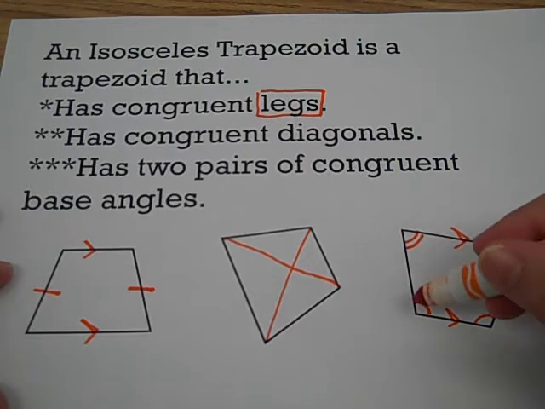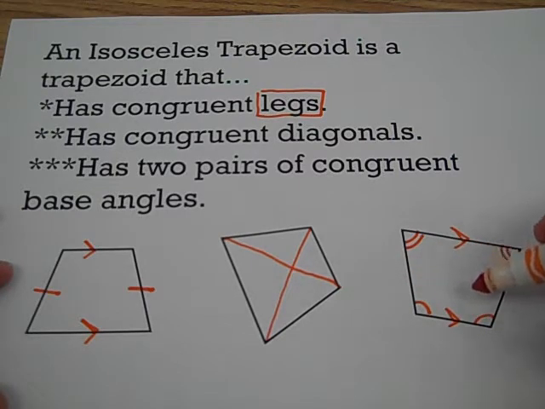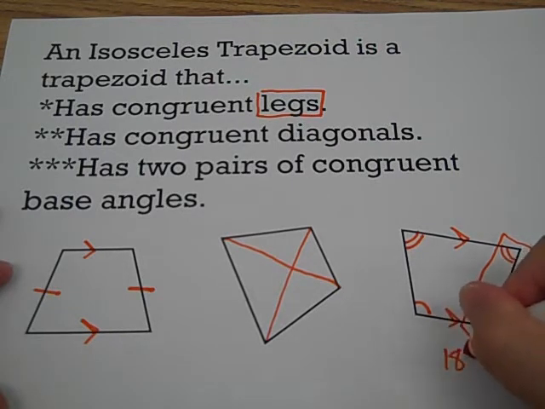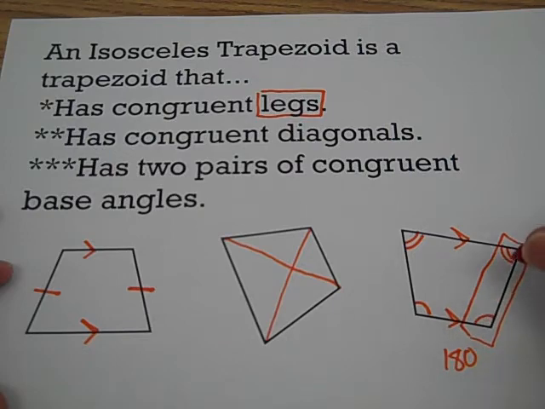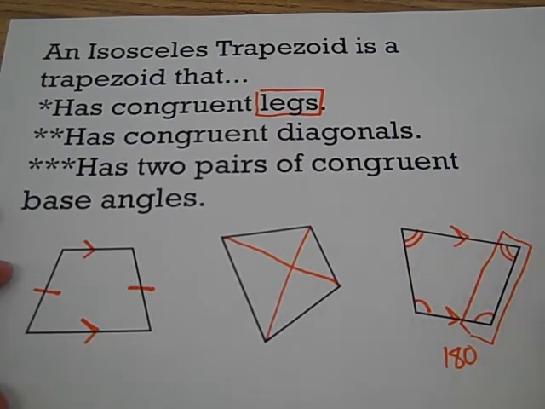All four of these angles will add up to 360 degrees. And the pairs of opposite base angles, so I'll just choose these two, those two opposite base angles, those will add up to 180. So 180 and 180 makes 360.